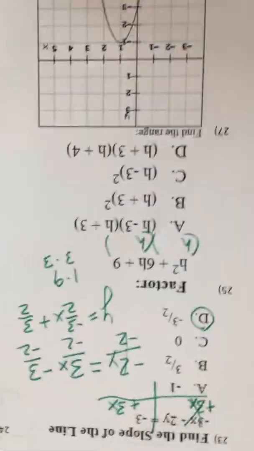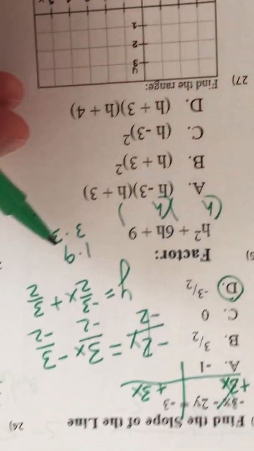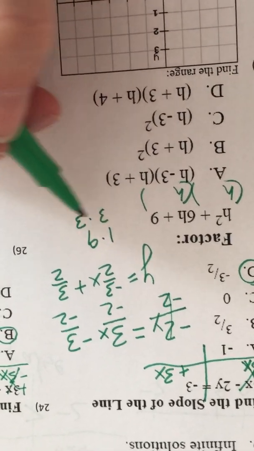This one, it says factor. We know how to do this. It's a trinomial. We factor it into two binomials. So I have an h and an h. I make a list of factors of 9 because these two multiplied together should equal 9. 1 times 9, 3 times 3.